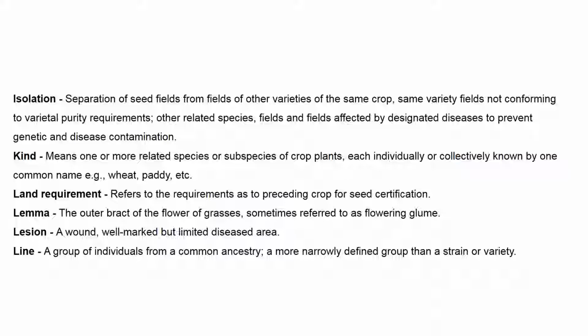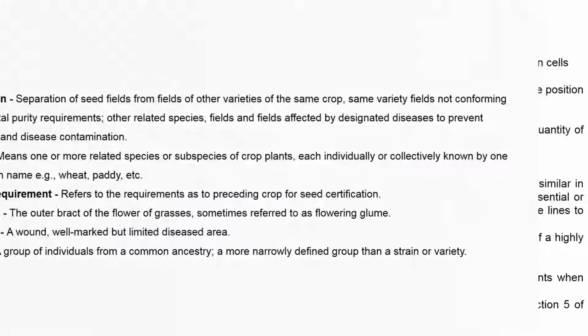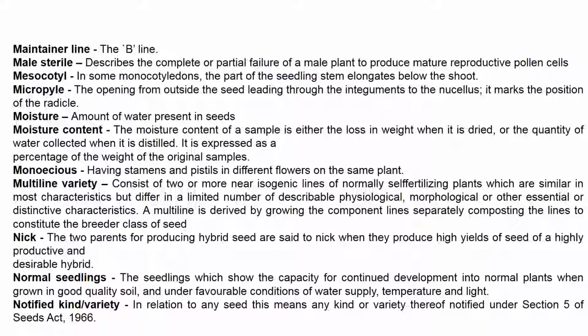Land requirements refers to the requirement as a preceding crop for seed certification. Lemma. Outer bract of the flower of grasses, sometimes referred to as flowering glume. Lesion. A wound, a well marked but limited disease area, is a lesion. Line is a group of individuals from a common ancestry, a more narrowly defined group than a strain or variety. Maintenance line, as I have already told, that is nothing but B line.